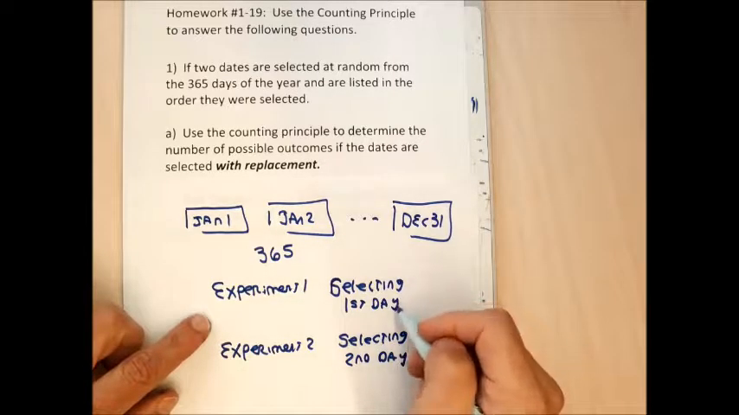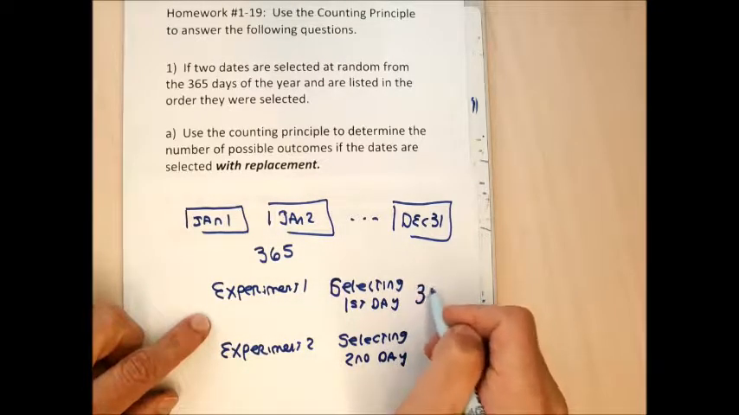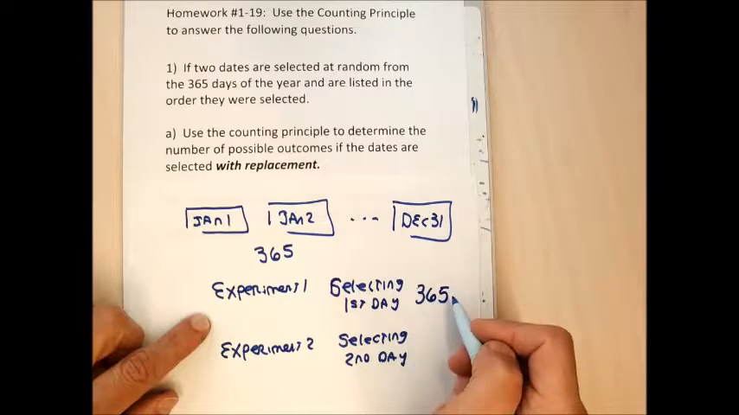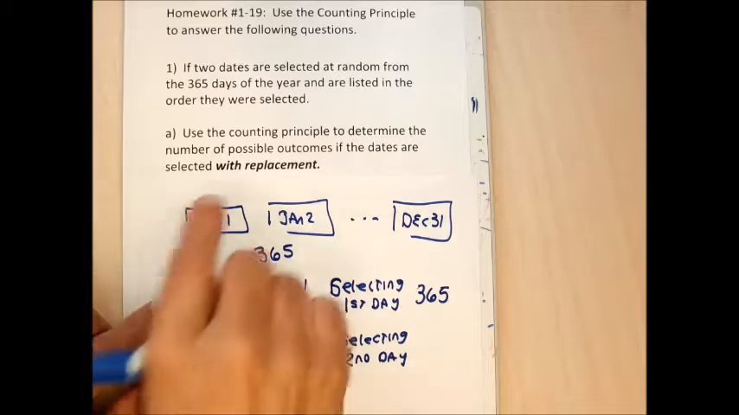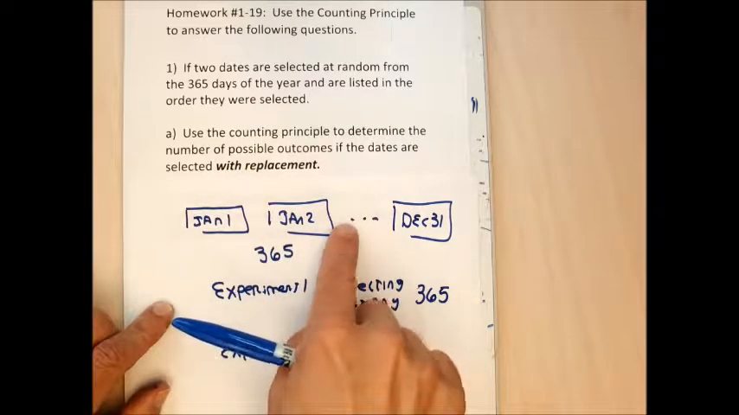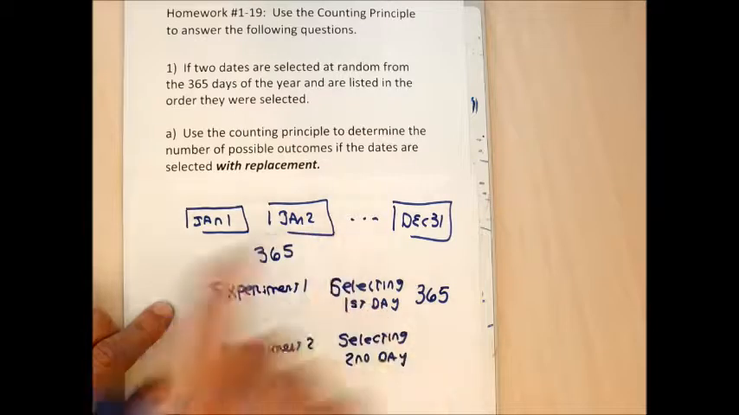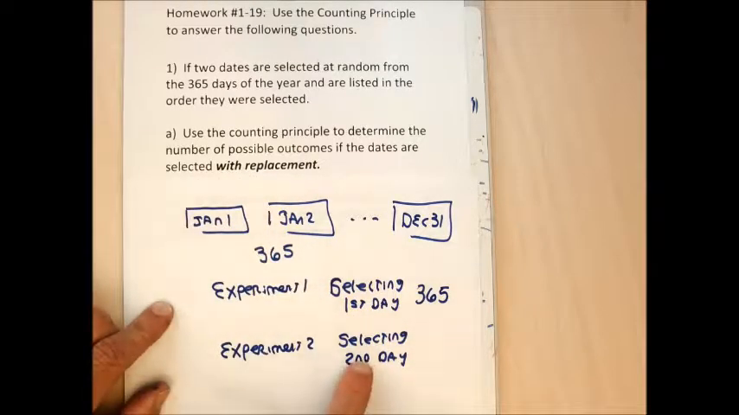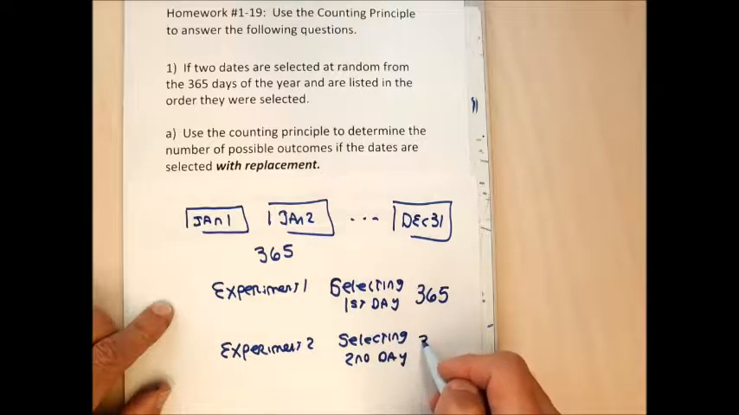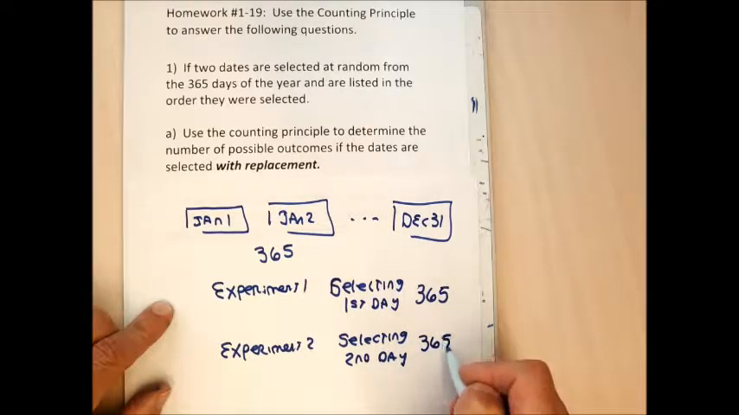The first experiment is selecting the first day. There's 365 different days in the year, unless it's a leap year. So there's 365 possible outcomes for the first experiment. The with replacement means if I picked March 14th as my date, I'm putting it back in, and the second experiment still has that date to choose from. There's going to be 365 choices for the second experiment.